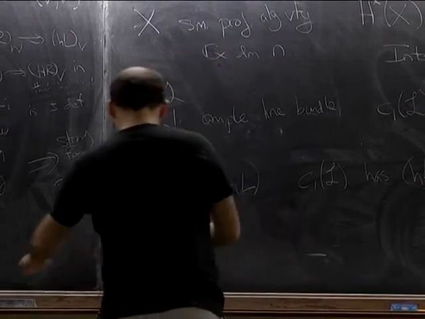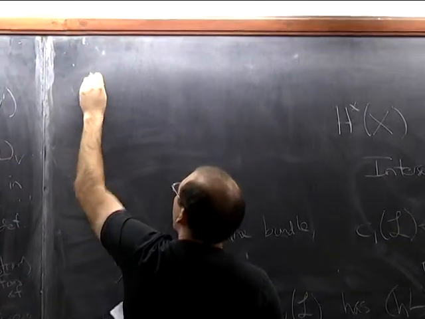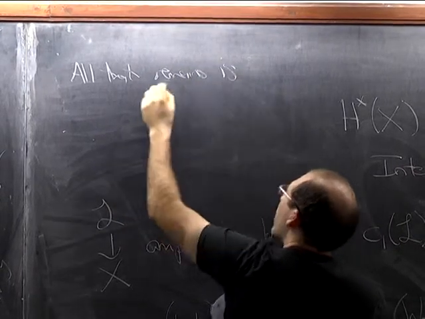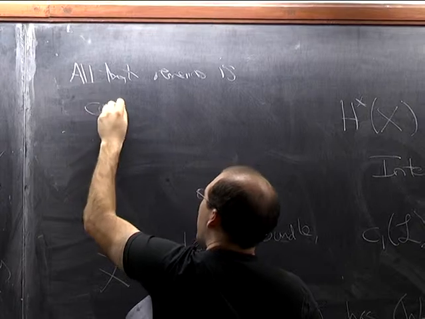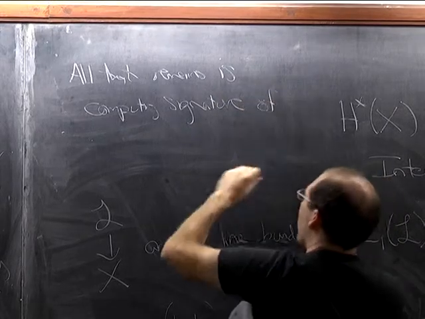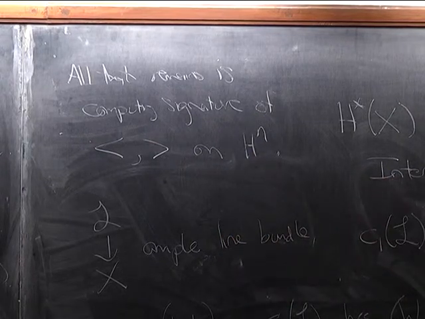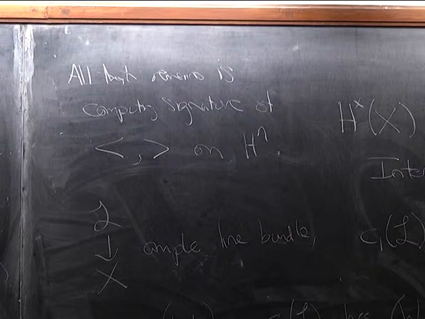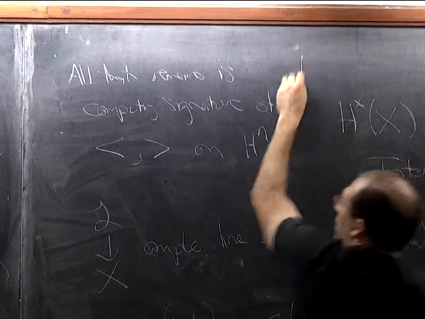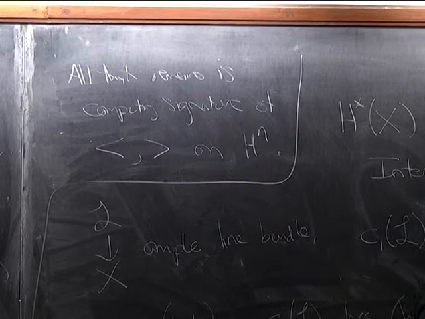So all that remains in the inductive proof is computing the signature of the intersection form on the middle degree, and showing that it's as you expect it to be. So you know all the other signatures. And so this is done with some sort of limiting argument. And I'm not going to go into that.